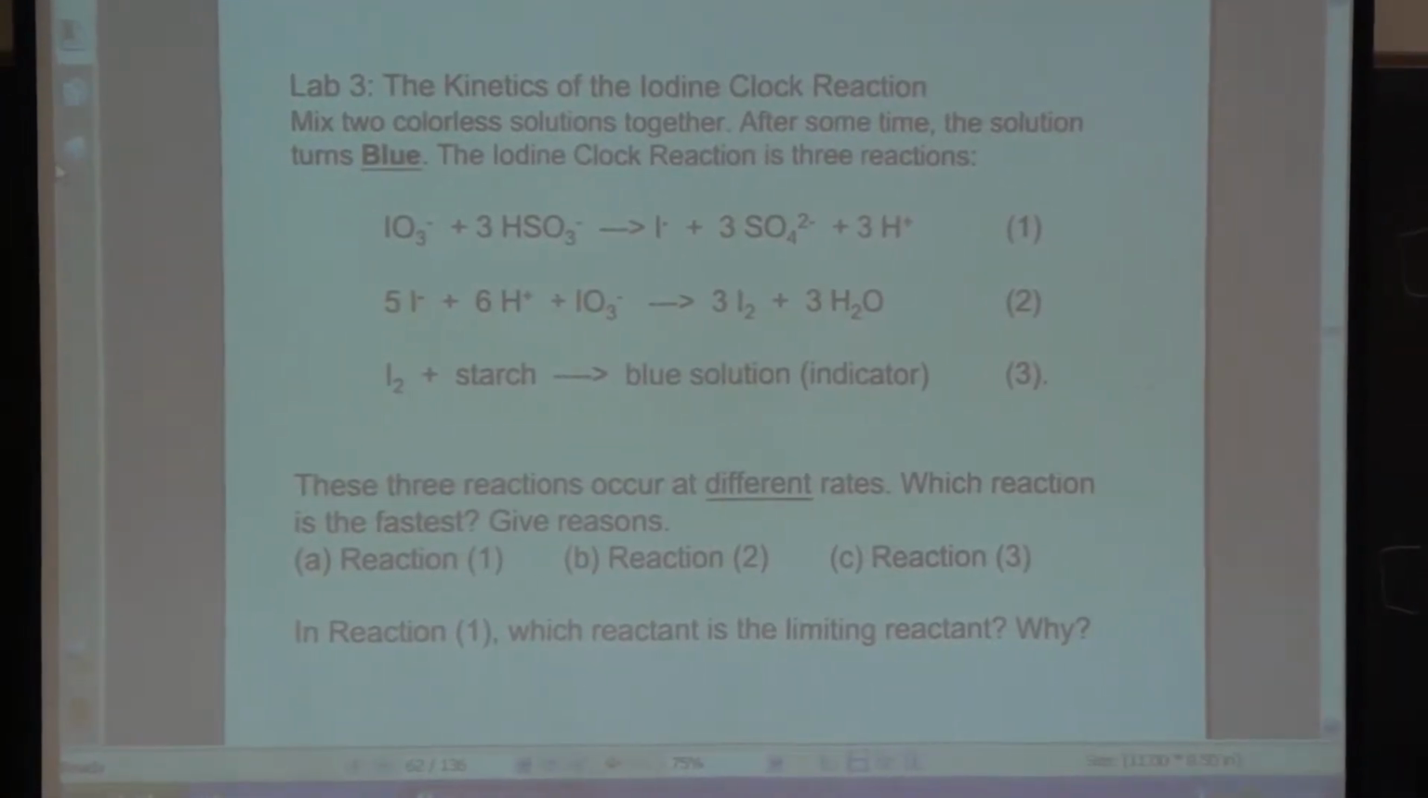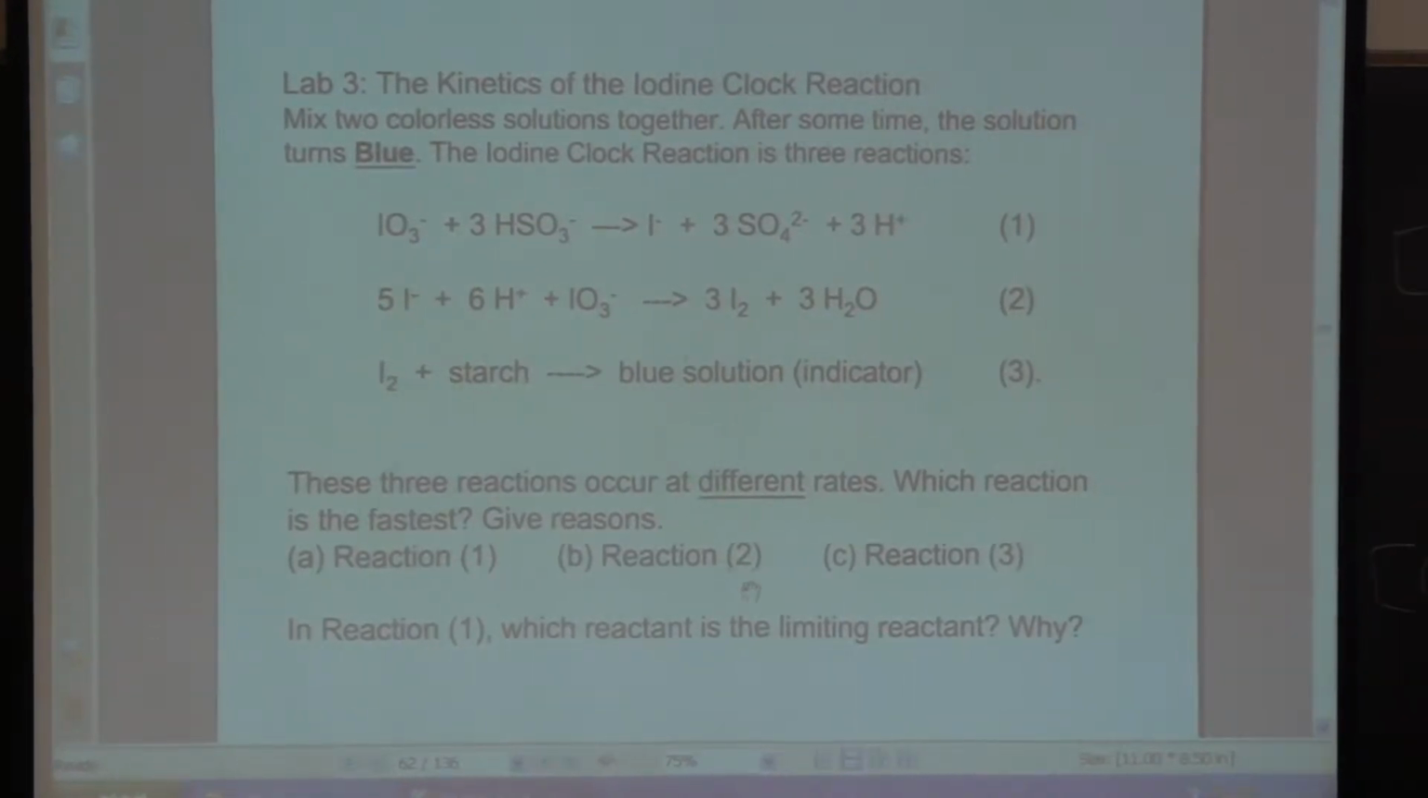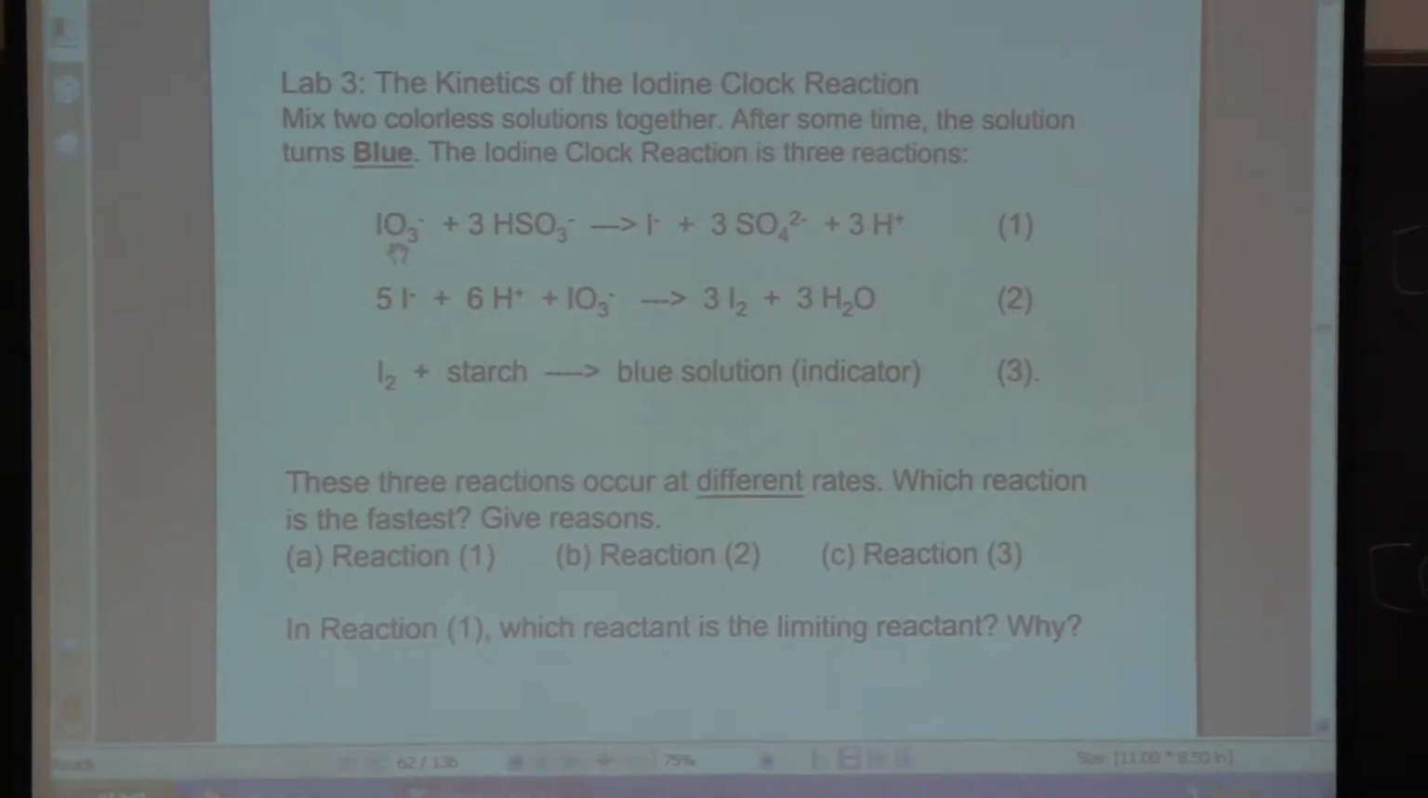Okay. There's another question down here. In reaction 1, which reactant, IO3 minus or HSO3 minus, must be the limiting reactant for this solution to turn blue? Okay, so which reactant must be the limiting reactant? Yeah, so it's either going to be HSO3 minus or the IO3 minus.